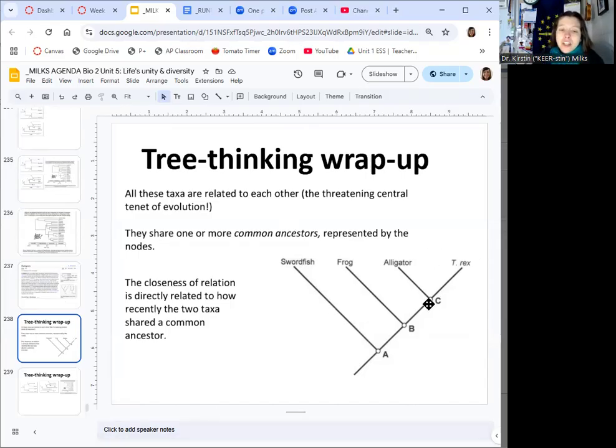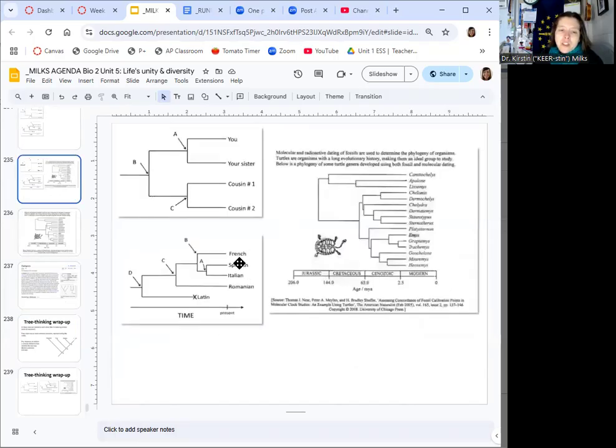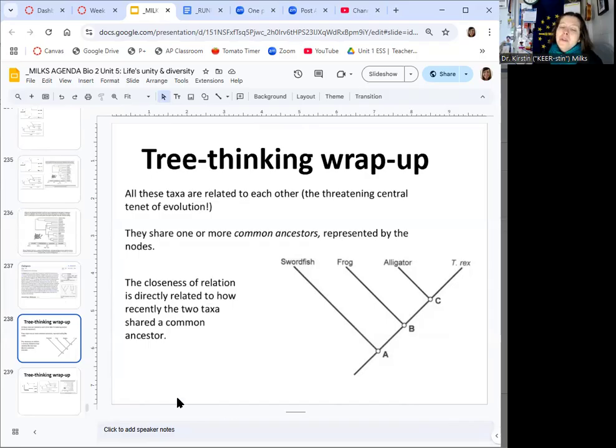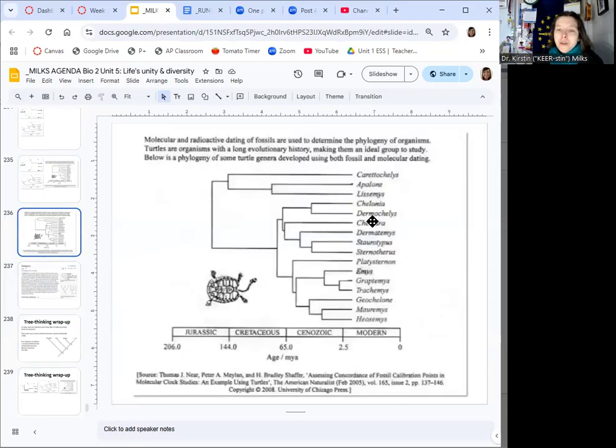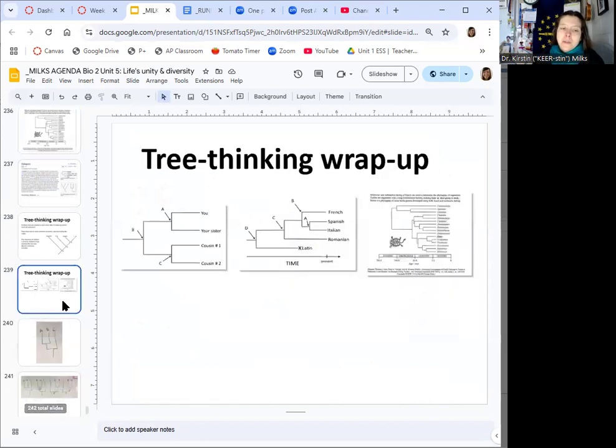The closest of relation is not about what letter they are in order, as you learned from this assignment, right? French and Spanish are next to each other, but if you look at the branching pattern, Spanish and Italian are more closely related. The closest of relation is directly related to how recently the two things shared a common ancestor. By the way, you know how we're Homo sapiens? These are all the first word in that of turtles, but you can pretend that each of these is a species. These are all genuses, but you can say species.